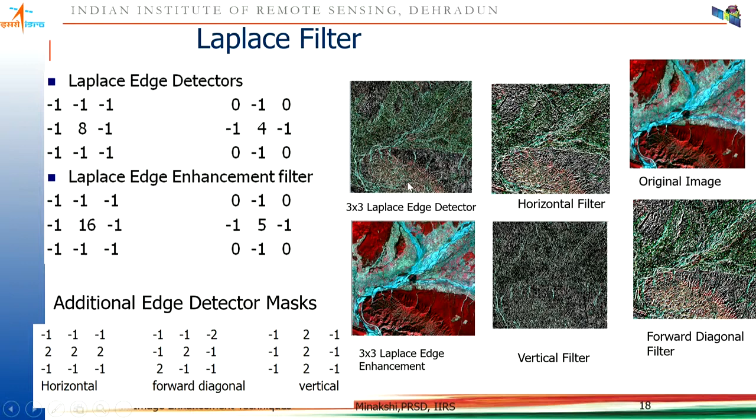Then the beauty of these high pass filters is that you can use them to enhance edges or detect edges in certain directions. So you can modify the filters based on the direction that you want to enhance. For example, a horizontal filter to enhance horizontal edges, a vertical filter, or forward or backward diagonal.